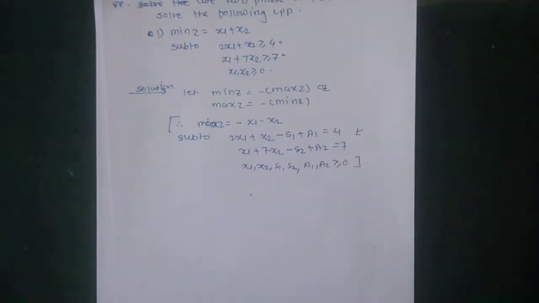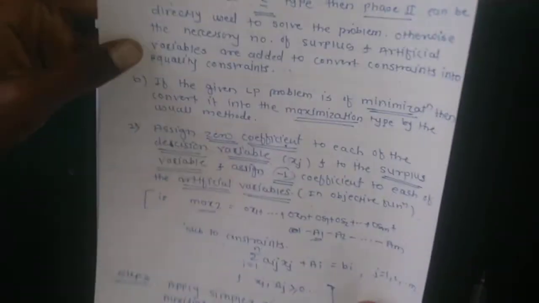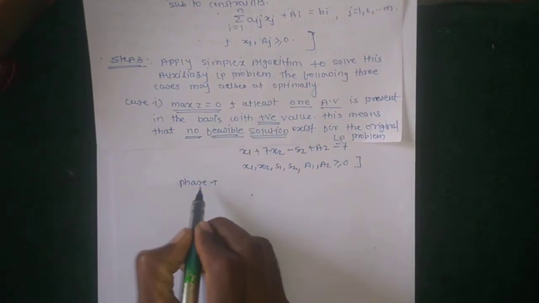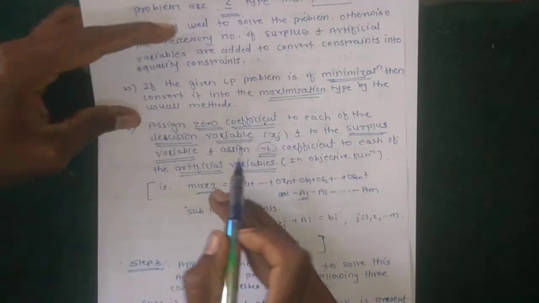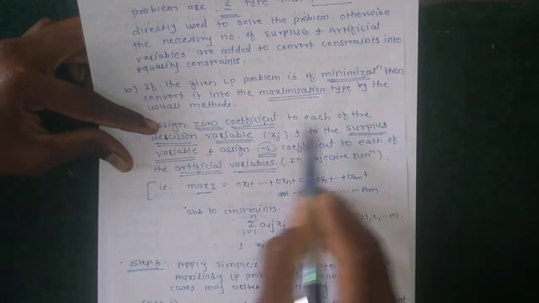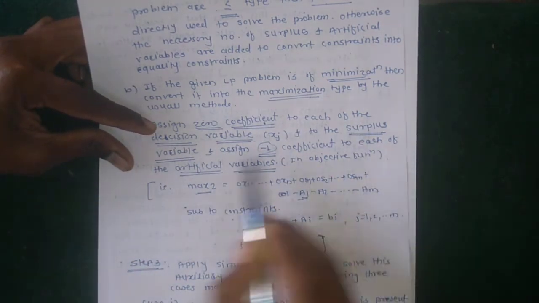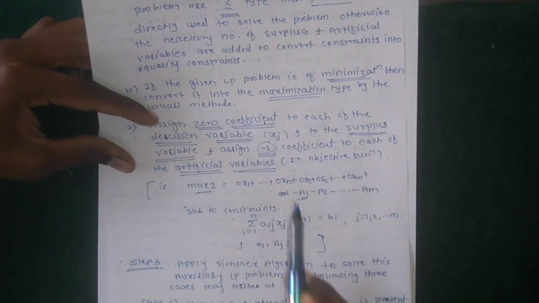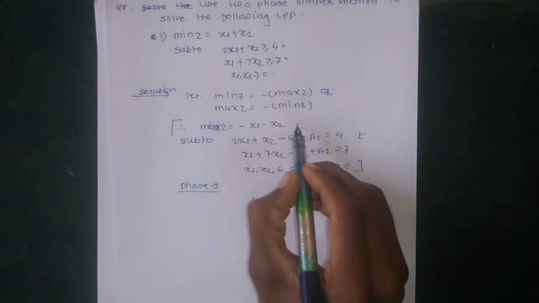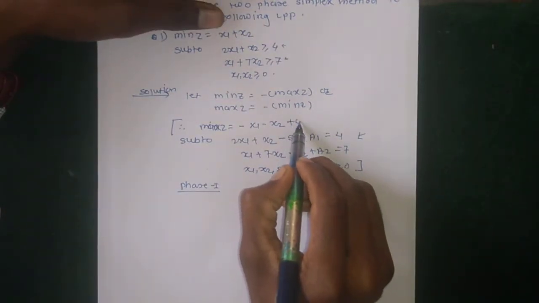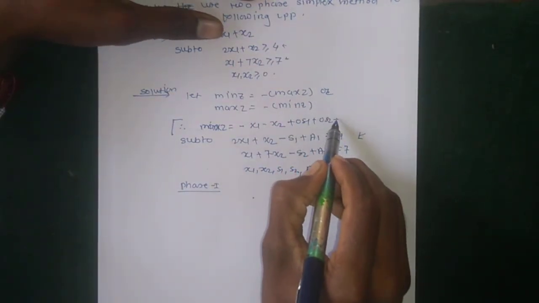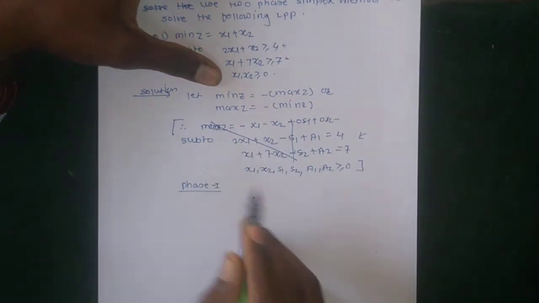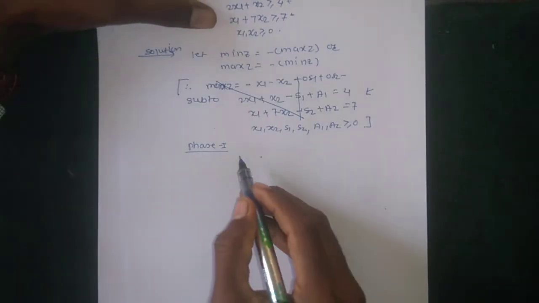Okay, so then the phase first method. What is phase first? Phase first is to assign 0 coefficient to each of the decision variables and surplus variables, and assign minus 1 coefficient to each of the artificial variables. So here 0s1 plus 0s2, this is already written. Sorry for this. Directly we write the phase first method.